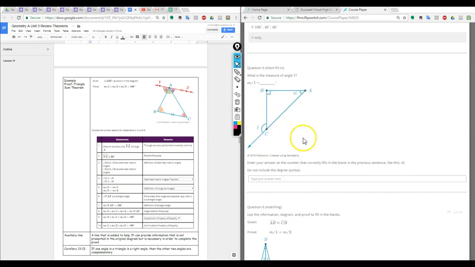Okay, question 5. What is the measure of angle 1? Enter your answer as a number that correctly fills in the blank in the previous sentence. So, angle 1 is right here. We need to find the relationship to find this. There's two ways to go about it.